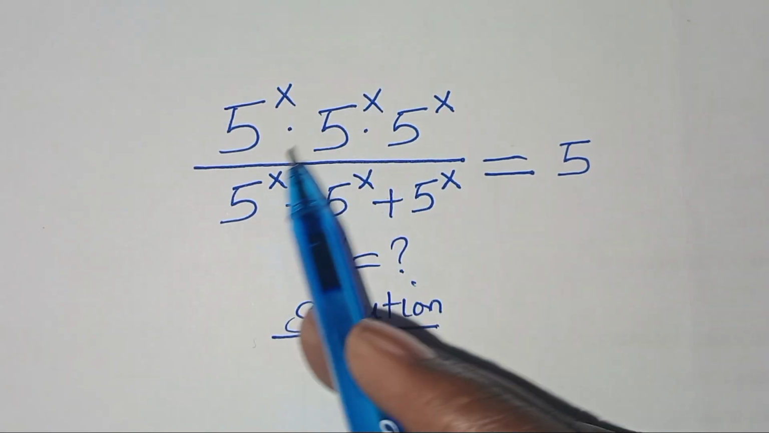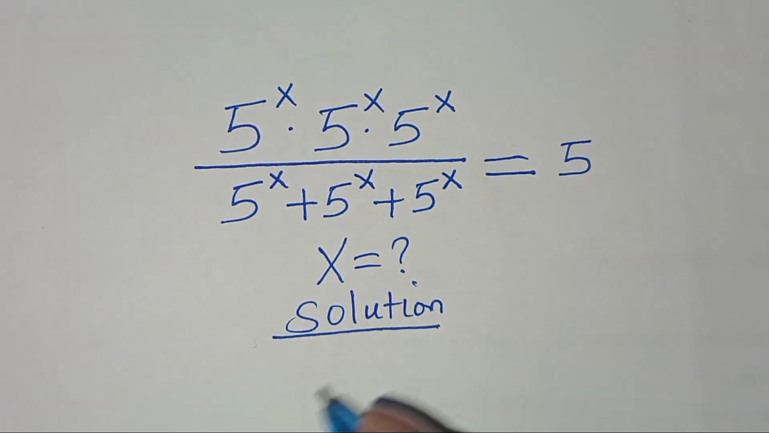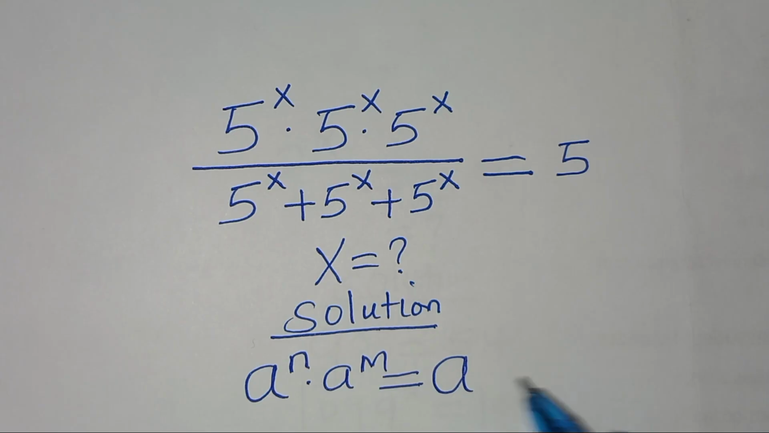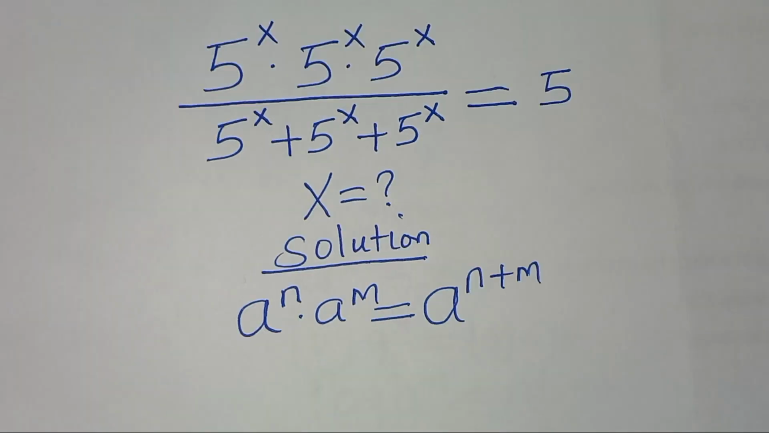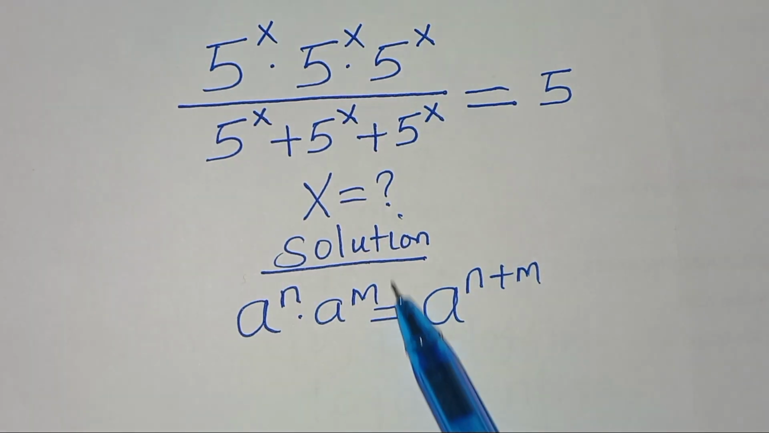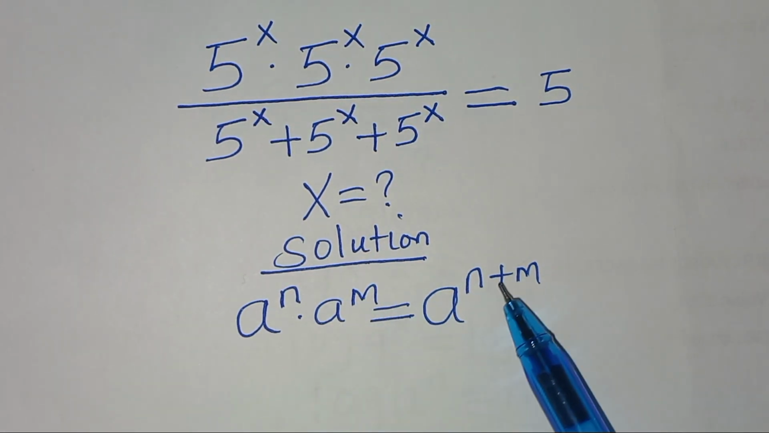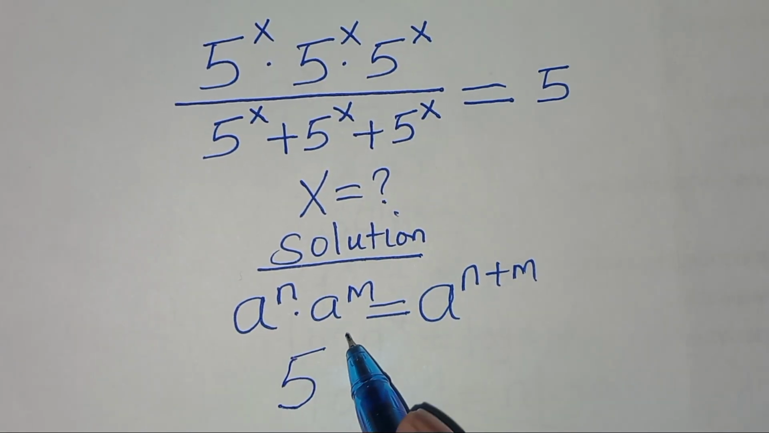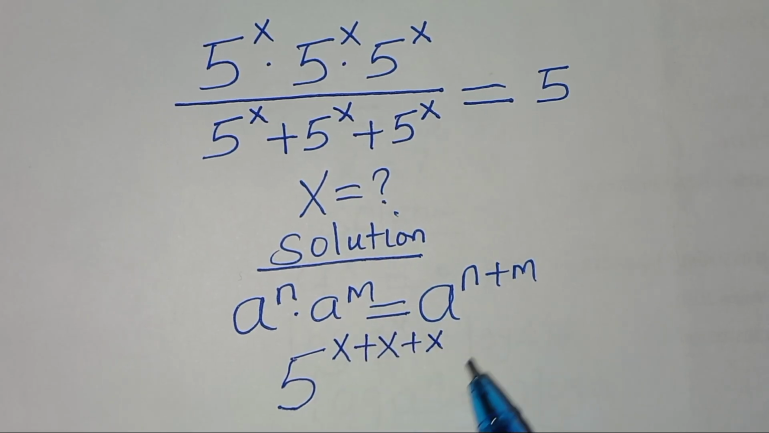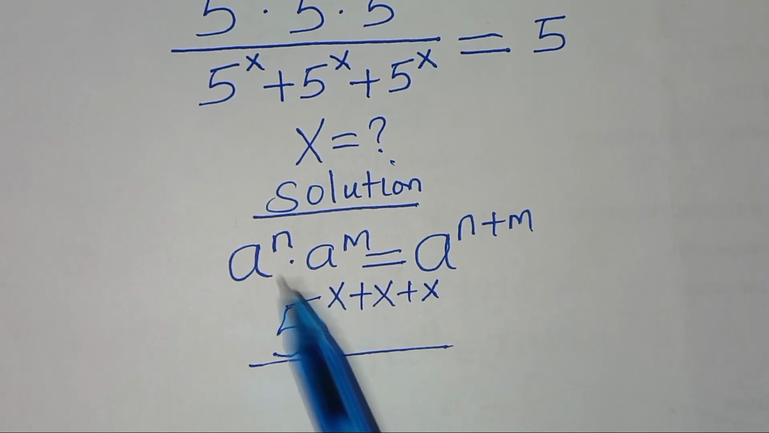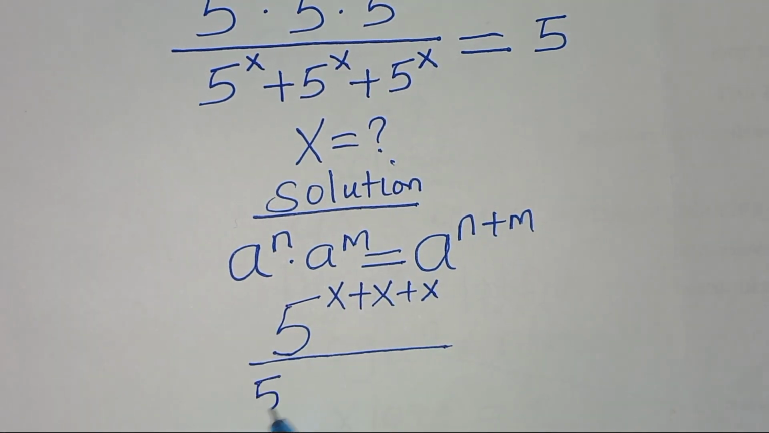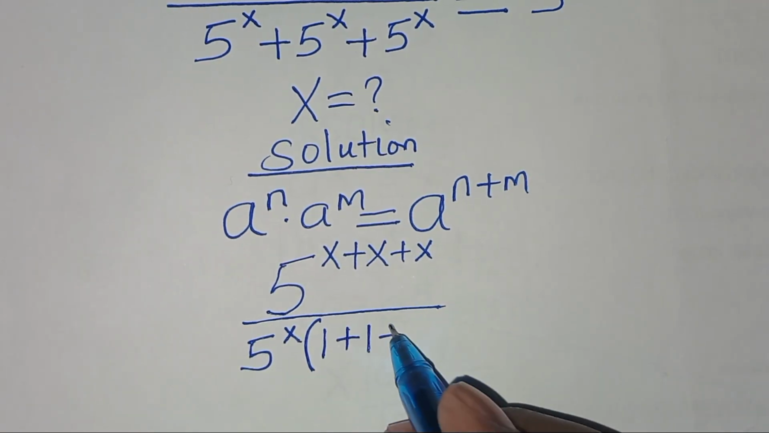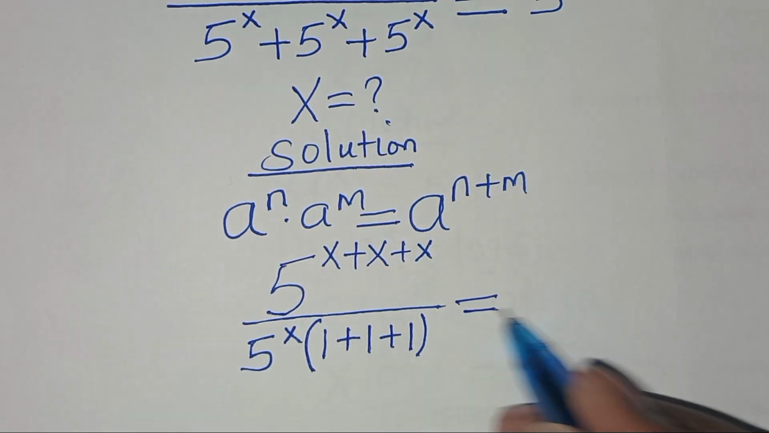In the numerator, we have 5^x times 5^x times 5^x. This is in the form of a^n times a^m, which we can express as a^(n+m). Therefore, in the numerator, we will have 5^(x+x+x). Now in the denominator, 5^x is common. We can factor out 5^x, so that here we will have (1 plus 1 plus 1), close the bracket. This is equal to 5.